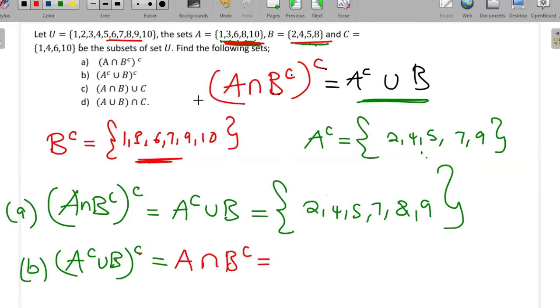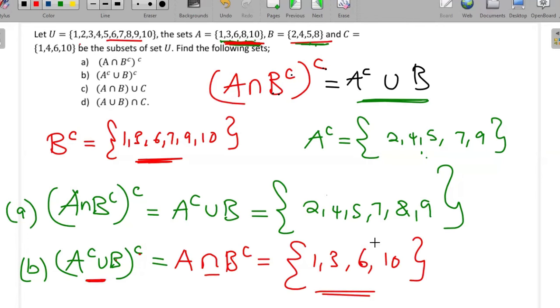So I'm looking for common elements between A and B complement. A has 1, 3, 6, 8, 10, and this one has 1, 3, 6, 7, 9, 10. We see that 1 is common, 3 is common, 6 is common, and 10 is also common. So this set here, which we simplified into this, is actually equal to that. Any questions there, guys, before we move to the next one?